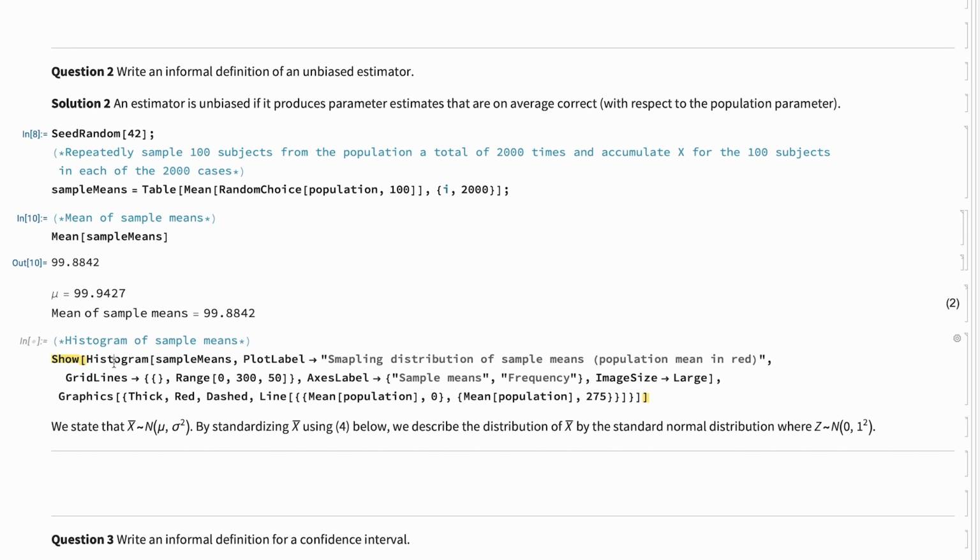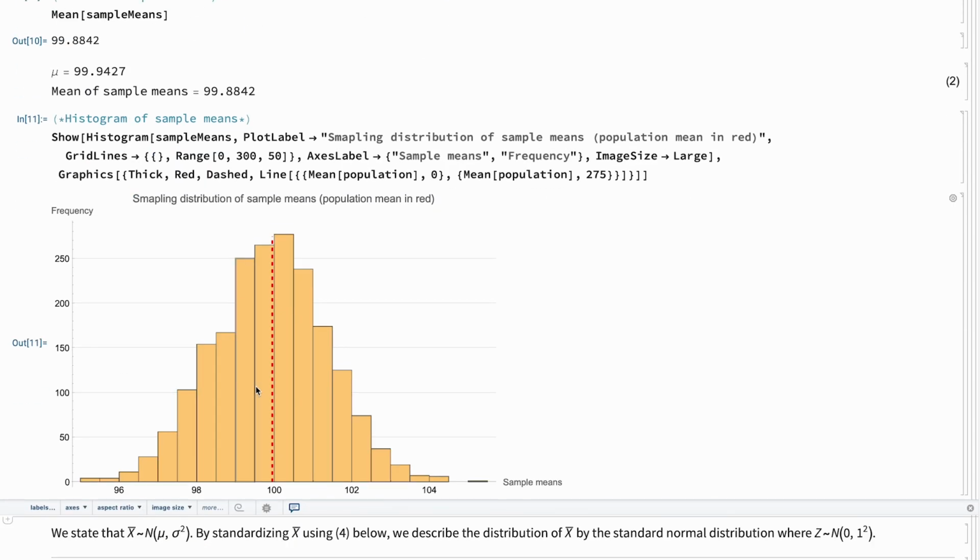So let's just have a little look at a histogram of my distribution of sample means. And there we go. I've also added for you as a red dashed line there the population mean. That's a true value, a population parameter. There we see, and we can see this histogram is centered around the population mean.